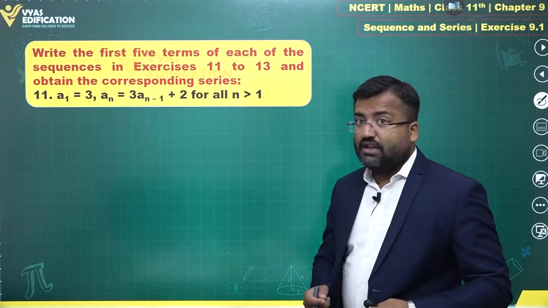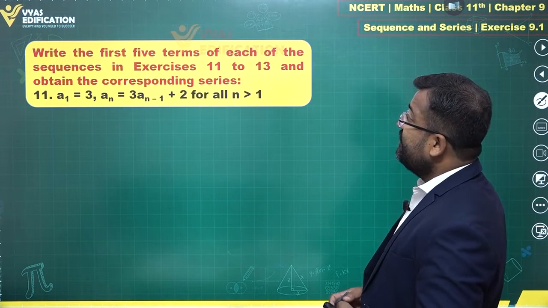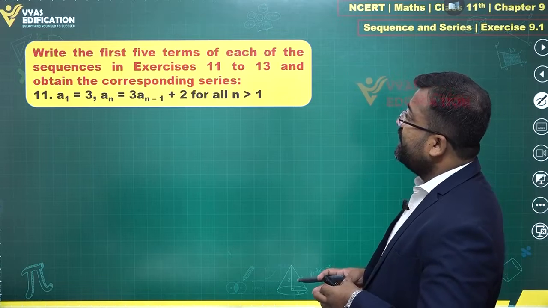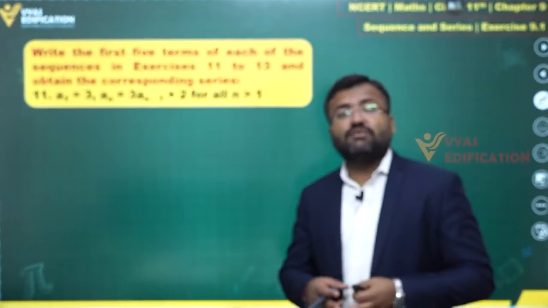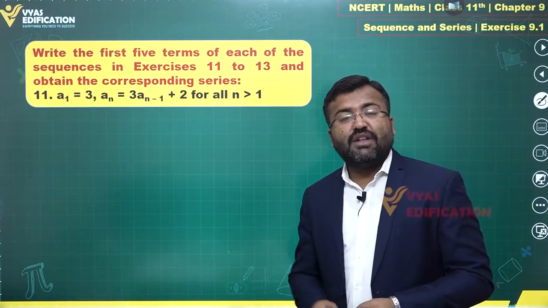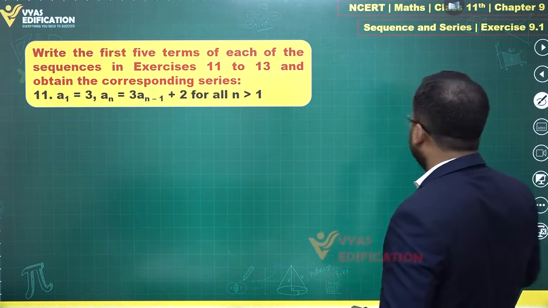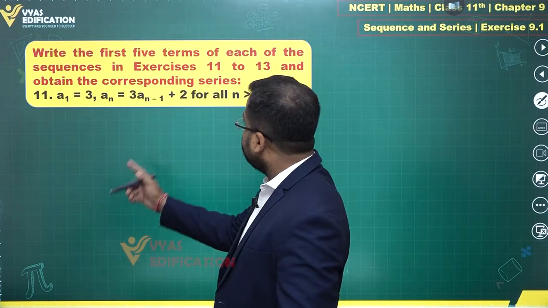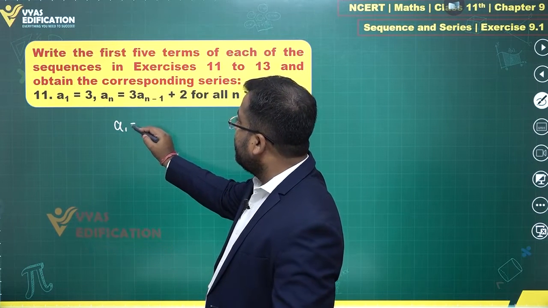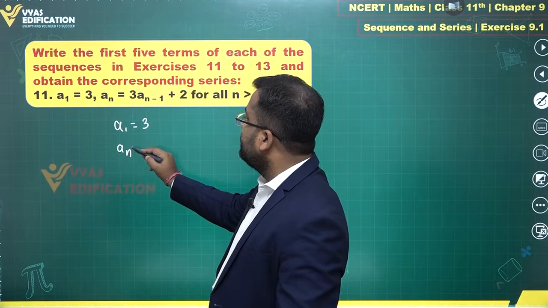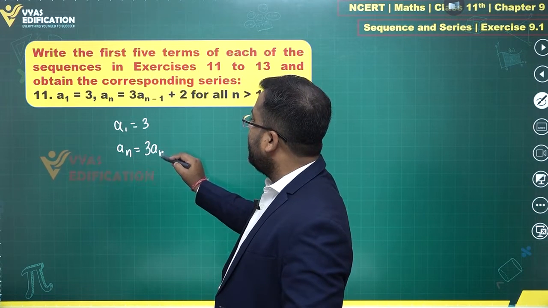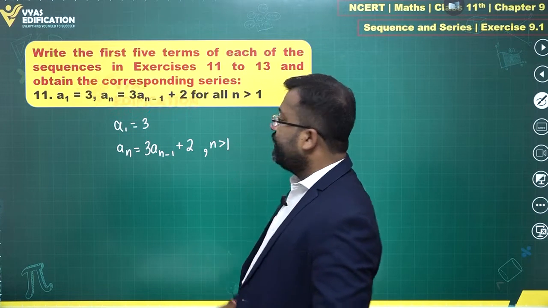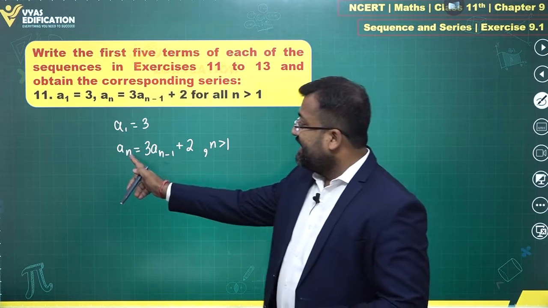In the 11th question, the question says, write the first 5 terms of each of the sequences in exercises 11 to 13 and obtain the corresponding series. Okay, corresponding series would be, you have a plus sign between those few terms. Okay, plus or minus sign for that matter, if so is the case. So A1 is given as 3, and there is a formula which says an will be 3 times an minus 1 plus 2 for n greater than 1. Okay, n greater than 1, right?